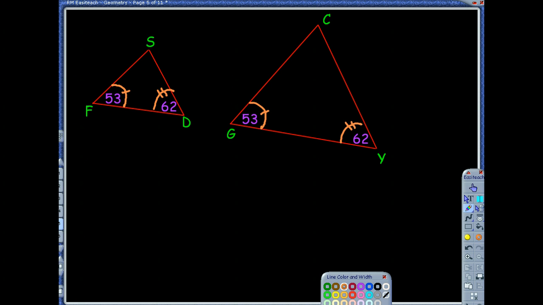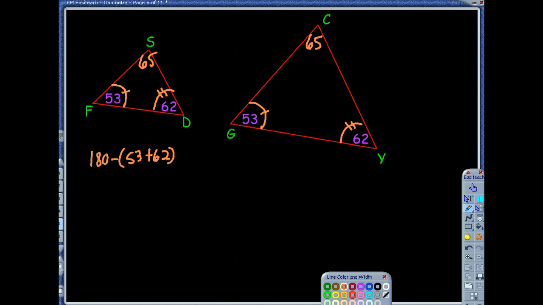Now, could we find the missing angle in each triangle? Sure, we learned the triangle sum theorem. So the triangle sum theorem, all the angles add up to 180 degrees. So if I add these 2 up and then subtract that sum from 180, how many degrees do we get? You'd be left with 65. And if I do the same over here, what am I going to get? 65. It's the same math process.